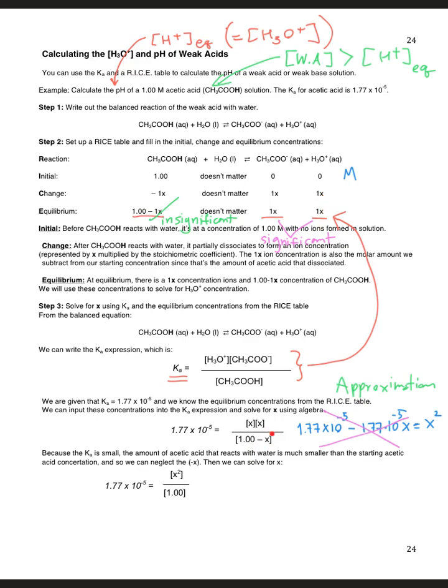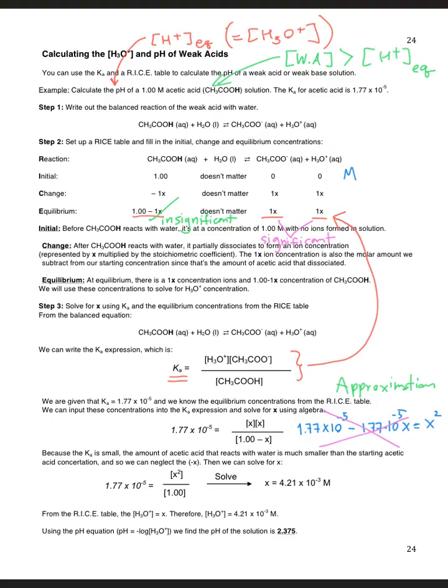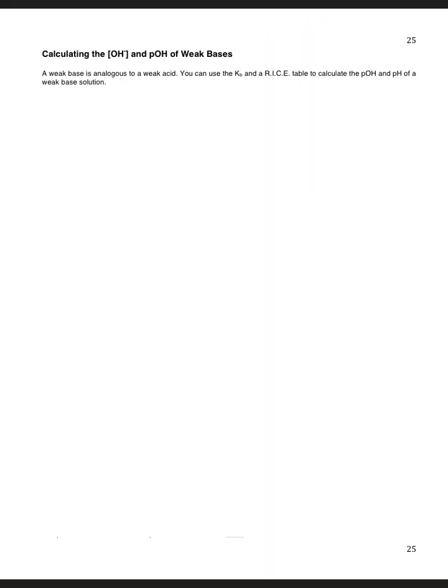Now, after you ignore the negative x compared to the initial concentration, you can solve for x squared and eventually solve for x. The x value, if you refer back to the RICE table, is the concentration of hydronium ions at equilibrium. To solve for pH, you do negative log of the concentration of hydronium ions, and you will get a pH of 2.375. To check your answer, this is an acidic solution, so your pH should be less than 7.